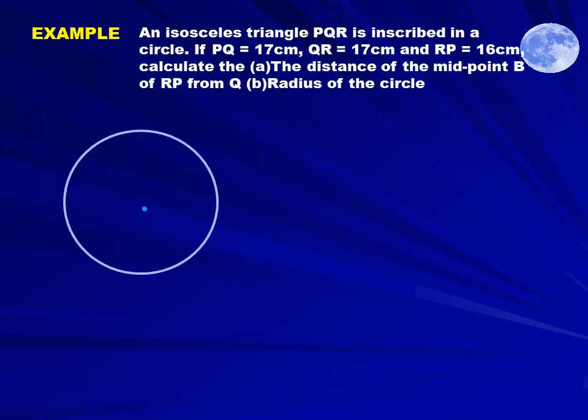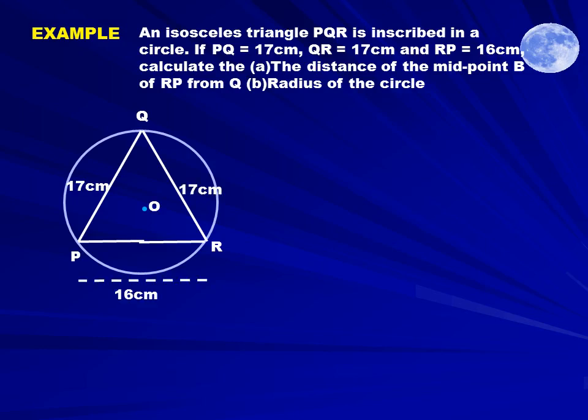Now we have another example. An isosceles triangle PQR is inscribed in a circle. Let's just start somewhere there. Isosceles triangle inside a circle, that's what we have there. PQR. Now in an isosceles triangle, two sides are equal, and the two equal sides here are PQ and QR. So PQ is 17, QR is 17, the other side 16.